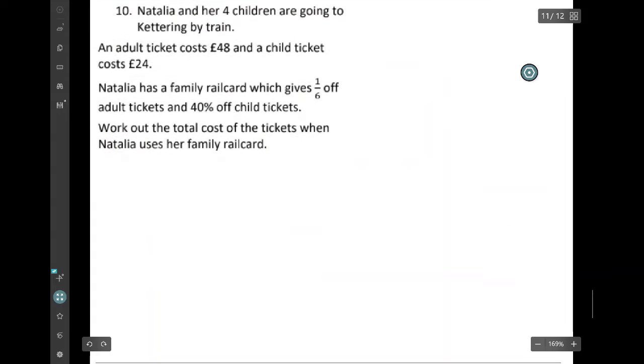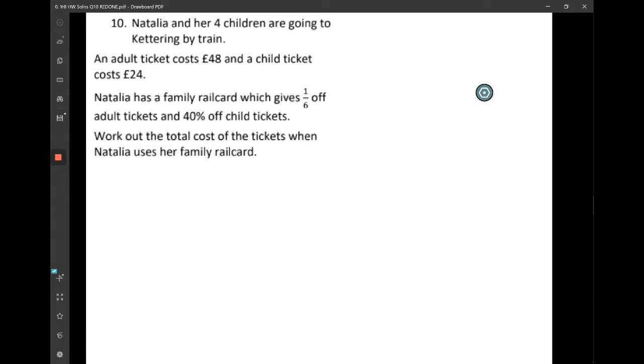Okay, for question 10, we need to work out how much Natalia is going to pay for her train tickets. So she has 4 children and herself, obviously. She pays £48. Children pay £24 each. And she has a rail card, so she should get 1/6 off her ticket and 40% off the child tickets. So let's find out how much she's going to pay first. Her ticket costs £48.